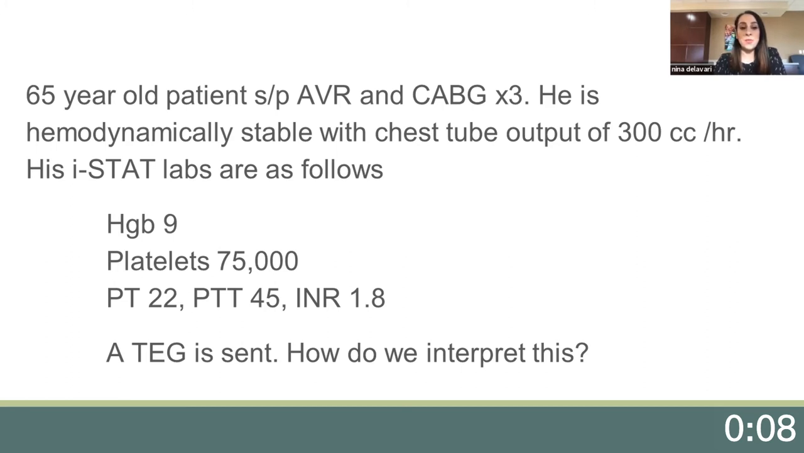An ISTAT is performed at bedside and the labs are as follows. His hemoglobin is 9, platelets are 75,000, PT is 22, PTT is 45, INR is 1.8. A TEG is also sent. Our knee-jerk response may be to give the patient FFP and platelets, but our goal is to help you interpret the patient's TEG to tailor his transfusion to his specific needs.